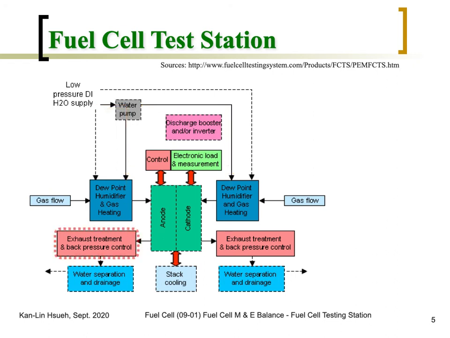And for the exhaust gas, you might need to control the back pressure, so as to maintain a certain pressure inside the fuel cell. The exhaust gas goes through a water trap to separate the water before it's discharged into the environment. And the cathode side does the same thing.